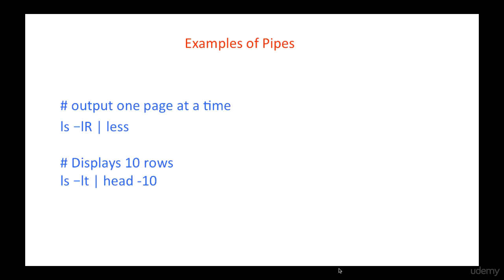So pipe means the output of one command goes as an input to another command. So this is the first command. The output of whatever content shows on the screen goes as an input to less.